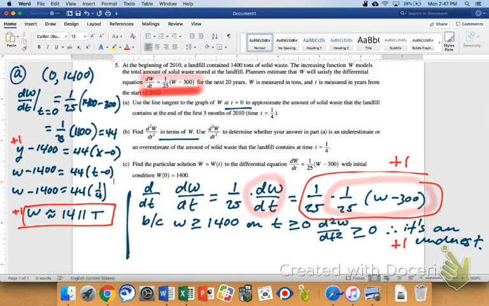So in here it says, to determine whether your answer in part A is an underestimate or an overestimate. So we were asked to use our tangent line to determine roughly how much waste was there after 3 months. And we said, hey, we think it's approximately 1,411. B is addressing, hey, is that more than it really is, or is that less than it really is? And we've decided, based on our reasoning, that 1411 is actually less than what it really is.